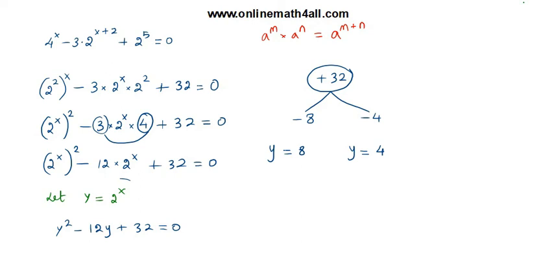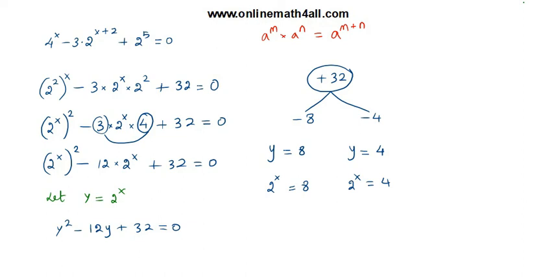But my aim is not to find the value of y, because y is a variable taken by me. So in the original equation we have the variable x, so we have to find the value of x. So for that you have to replace y by 2 to the power of x. We know that y is equal to 2 to the power of x, so 2 to the power of x is equal to 8, and here also 2 to the power of x is equal to 4.